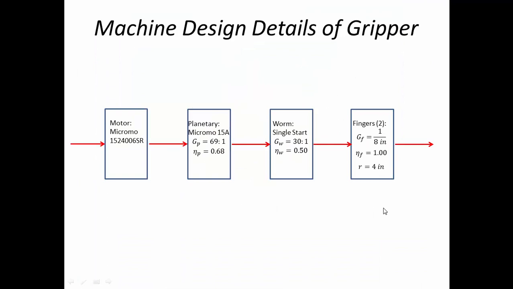Here's another representation of the layout of the gripper. You have the motor on the input feeding the planetary gearhead, feeding the single start worm stage, feeding the fingers, the actual fingers, where the planetary has the 69-to-1, the worm has a 30-to-1, and the fingers have a 4-inch radius.